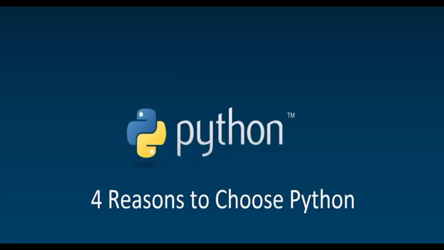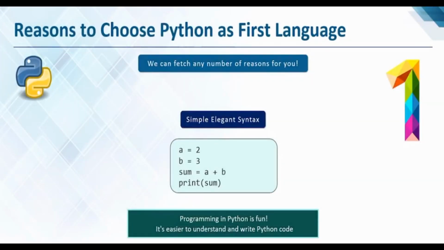So there are 4 reasons to choose the Python language. What are these reasons? First, the language should be Python. The first reason is simple and elegant text. You can see that a equals 2, b equals 3, sum equals a plus b. Here is print, which prints the command. I mean to say take the print out of sum. You can see it simply looks like mathematics, a maths problem-solving.